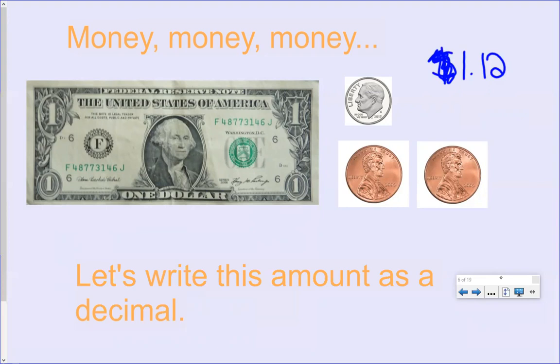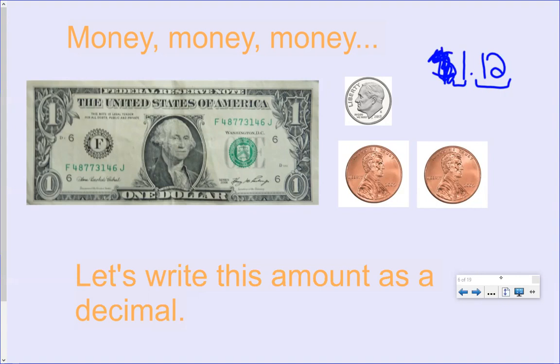Now, guys, this is where you have to think about your wholes and your parts of a whole. To the left, I have 1 whole because I have 1 whole dollar. This over here is part of my whole. Is 12 cents a whole dollar? No. It's just a part of it. So I can show 1 and 12 hundredths a different way.